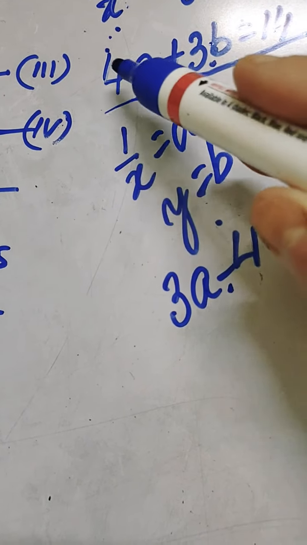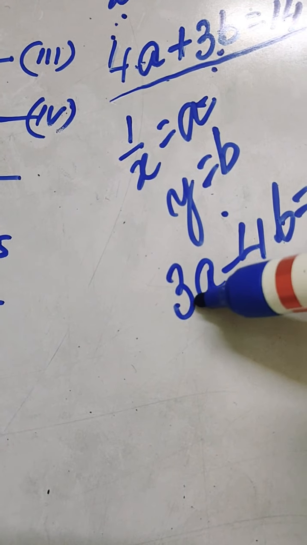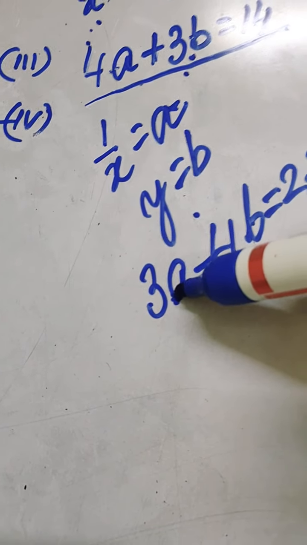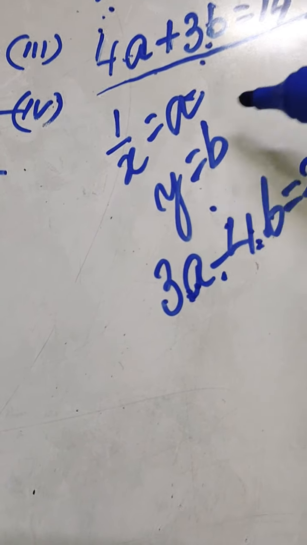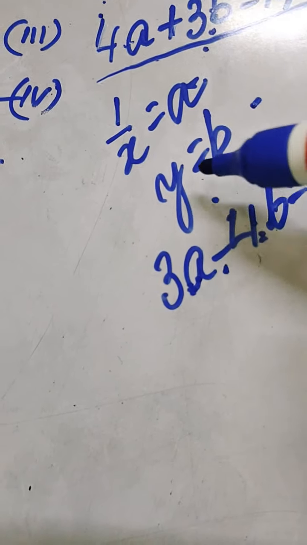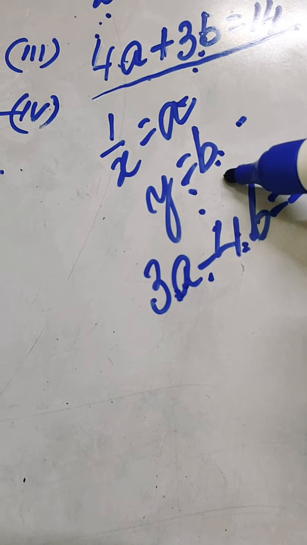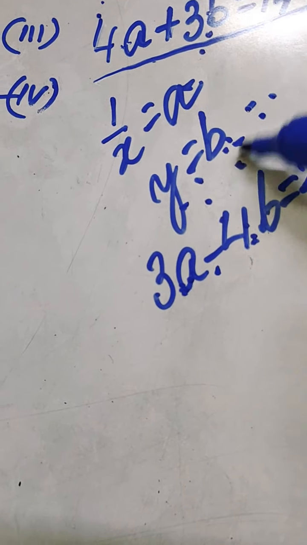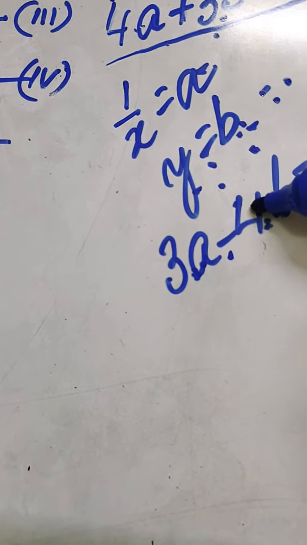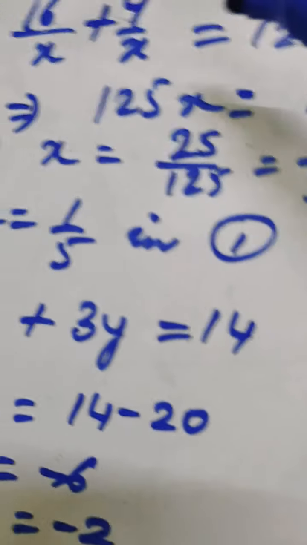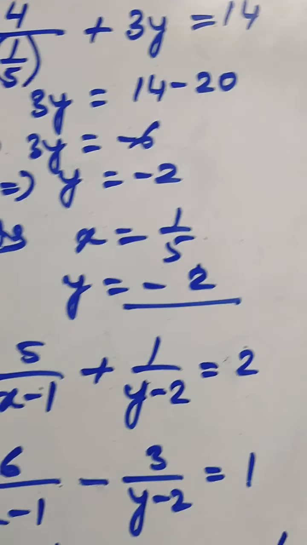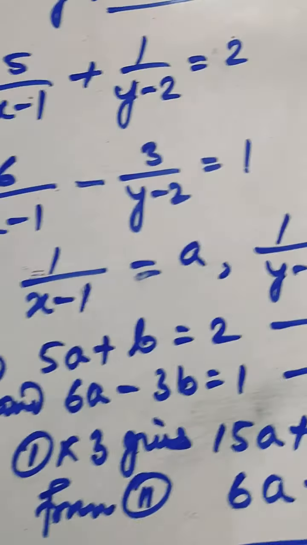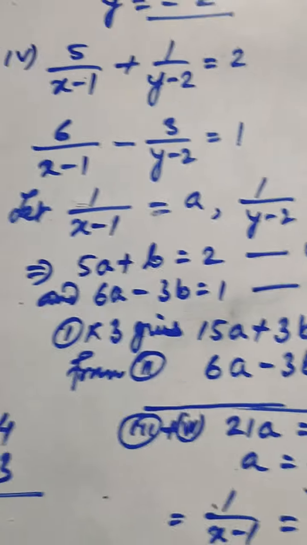Then you can multiply this one by 3, this one by 4. Thus a will get eliminated, b you get, then b was your y, so directly you can get the y value. So suppose b you got 2, then y will be equal to 2. So in that way directly you will get. Otherwise you can make it like this. Okay. Then next we come to sum number 4.